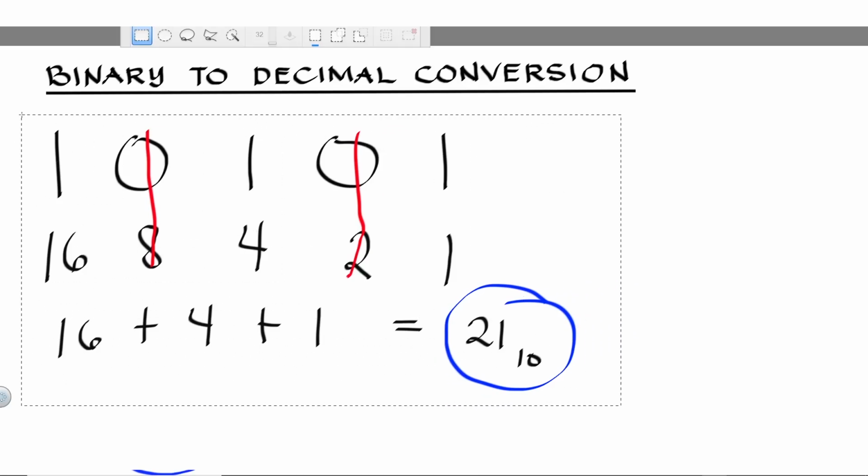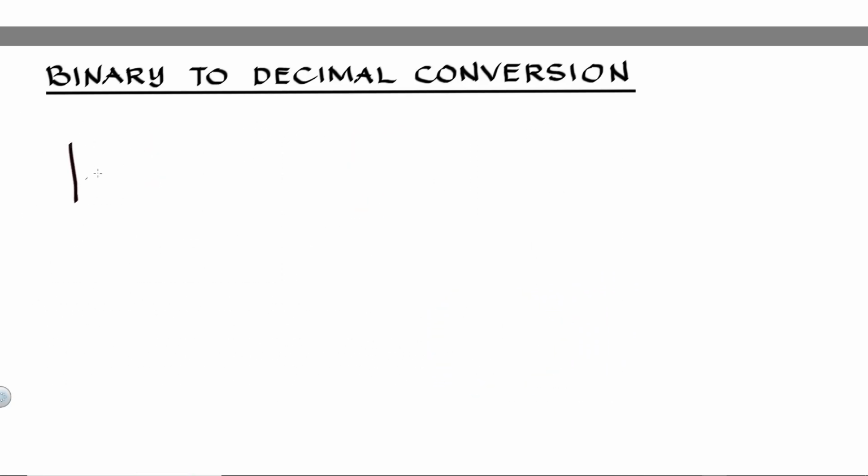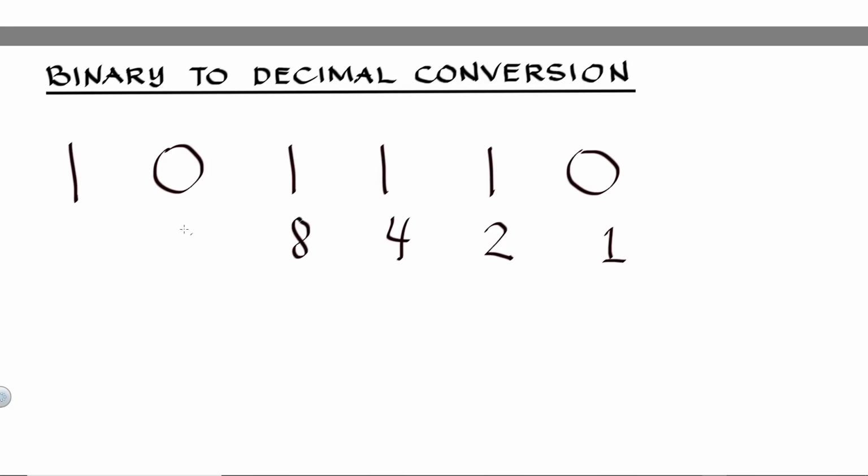Then for our example number 2, we have 1 0 1 1 1 0. And again, we're going to put 1 under the rightmost digit. And as we move to the left, we're going to double the number. So this becomes 2, 4, 8, 16, and 32. Next is to cancel all the zeros and the numbers underneath them and get the sum of the remaining ones.